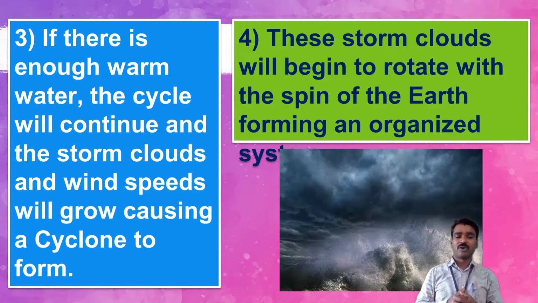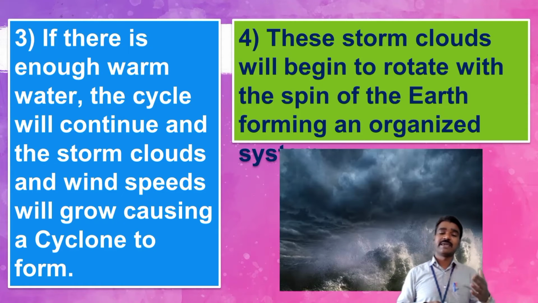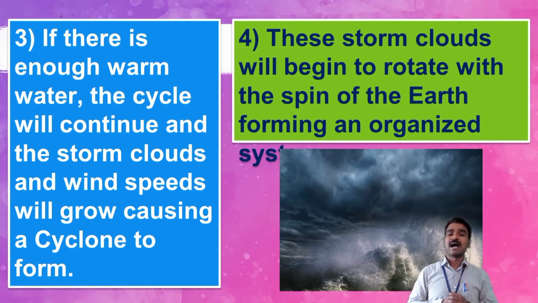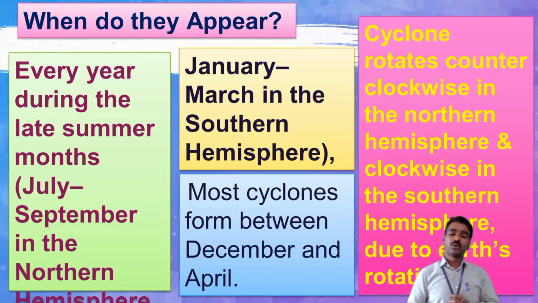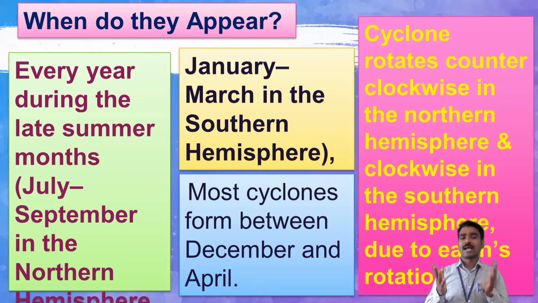It will form the wind, and it will also form the clouds, and this gives birth to one organized system of winds, which travels at speeds of more than 74 miles per hour. And when these winds travel more than 74 miles per hour, they can become very destructive, and these strong storms are called cyclones. Okay, so when do these cyclones appear?